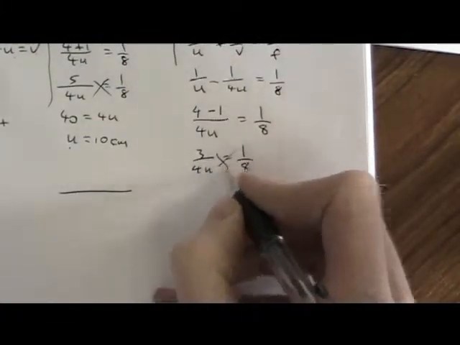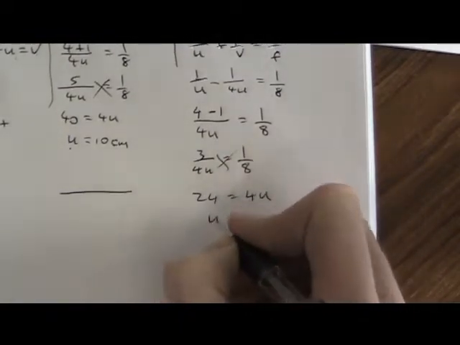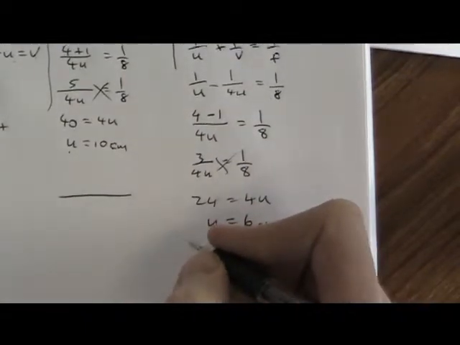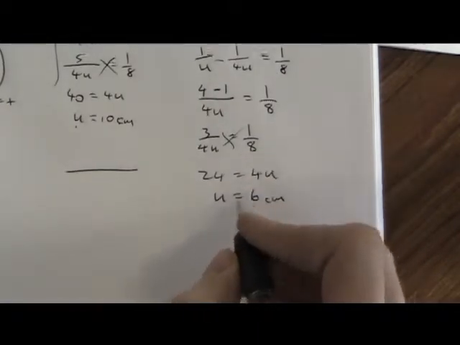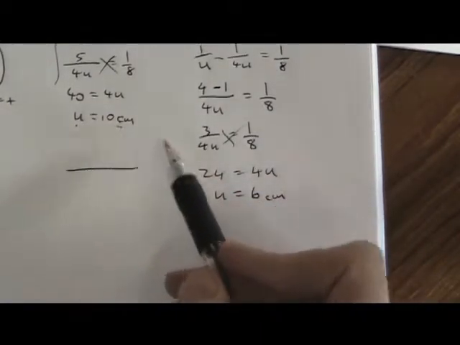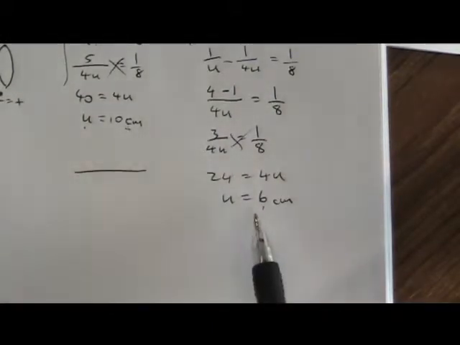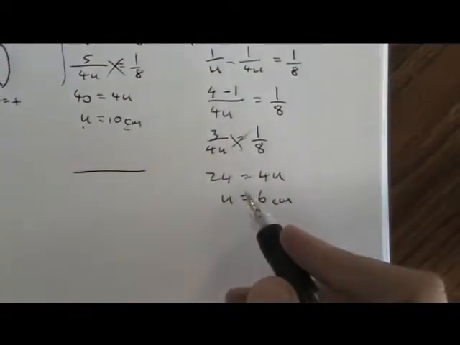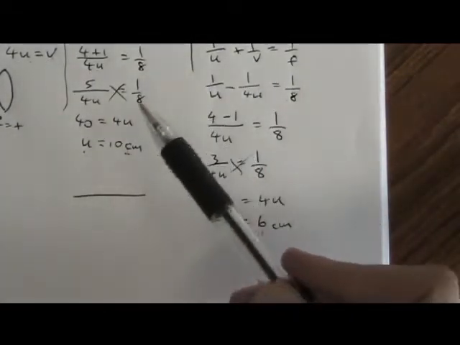Cross multiply, so 3 times 8 is 24 equals 4U, so U is equal to 6 centimeters. So our two object locations which will give us a magnification of 4 are 10 centimeters and 6 centimeters. 10 centimeters will give us a real image, 6 centimeters will give us a virtual image, and both will have a magnification of 4. So if you see two positions, it means one is real and one is virtual.